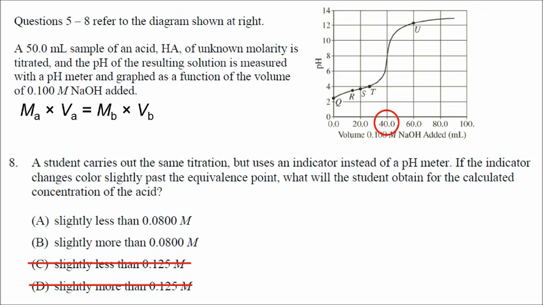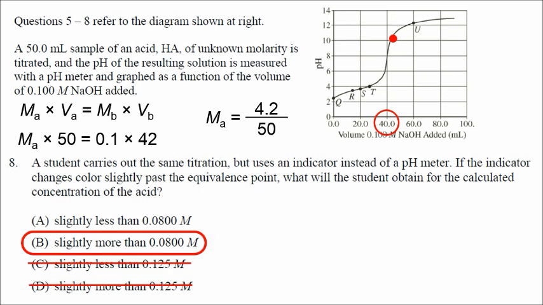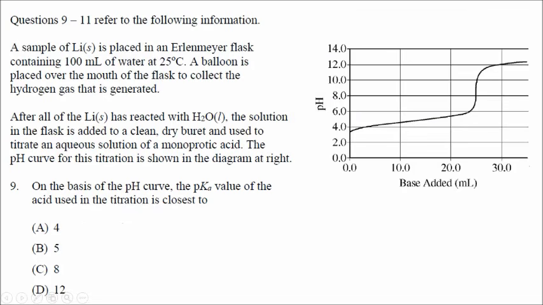Now what happened was they used an indicator that changes color slightly past the equivalence point. So let's say that instead of stopping at 40 milliliters, they might have stopped at around 42 milliliters. So what that's going to do is cause the calculated concentration of acid to be slightly higher than 0.08. So correct answer is B.